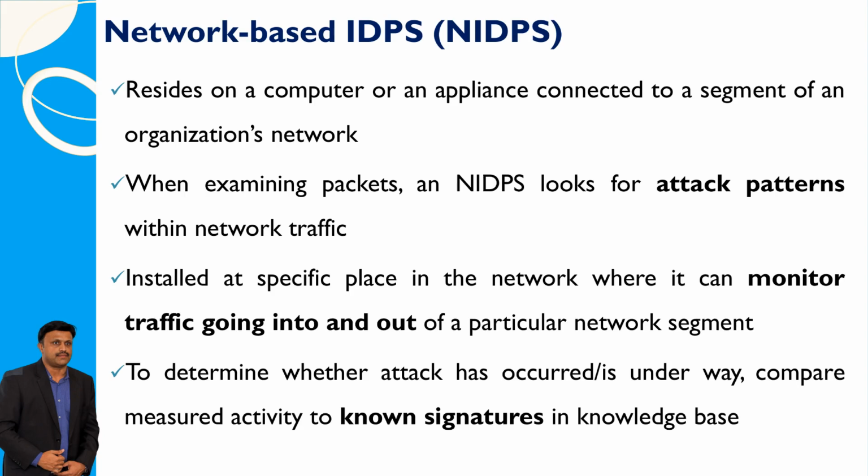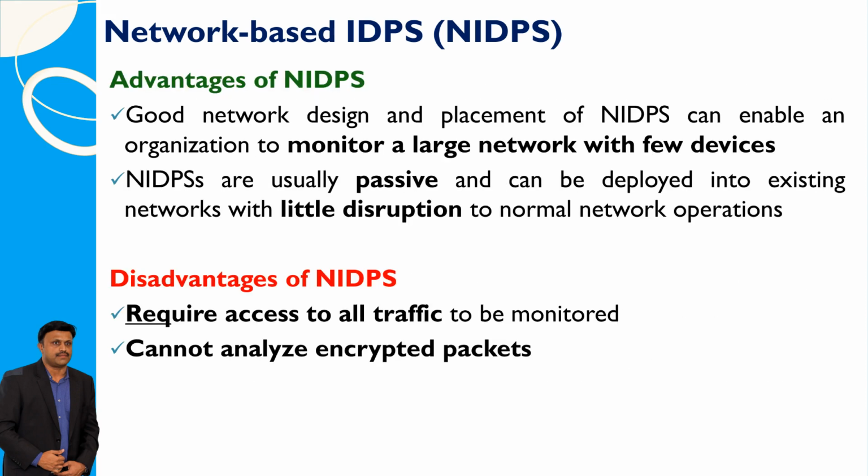By scrutinizing packets, it identifies attack patterns within network traffic, strategically placed within the network to monitor traffic entering and exiting specific segments effectively. Network intrusion detection and prevention systems offer several advantages, including the ability to effectively monitor expansive networks with minimal devices due to strategic placement and good network design. They are typically passive, allowing for seamless integration into existing networks without significant disruption to regular operations. However, network intrusion detection and prevention systems have drawbacks. They necessitate access to all monitored traffic and are unable to analyze encrypted packets, limiting their effectiveness in certain scenarios.